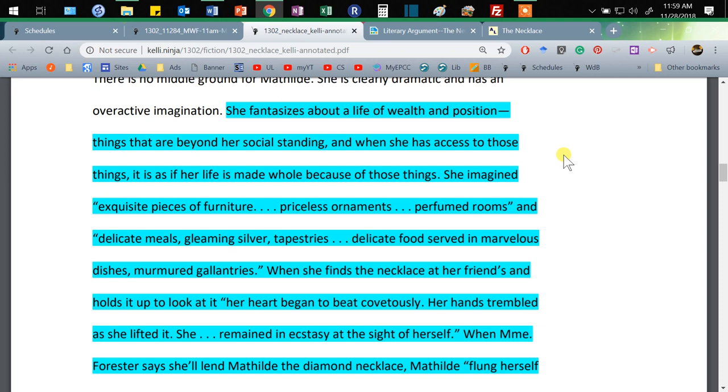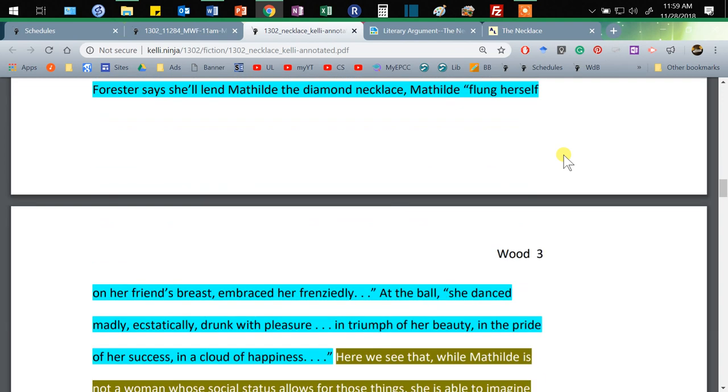Delicate meals, gleaming silver, tapestries, delicate food served in marvelous dishes, murmured gallantries. When she finds the necklace at her friend's and holds it up to look at it, her heart began to beat covetously. Her hands trembled as she lifted it. She remained in ecstasy at the sight of herself. When Madame Forrester says she'll lend Mathilde the diamond necklace, Mathilde flung herself on her friend's breast, embraced her frenziedly. At the ball, she danced madly, ecstatically, drunk with pleasure in the triumph of her beauty, in the pride of her success, in a cloud of happiness.